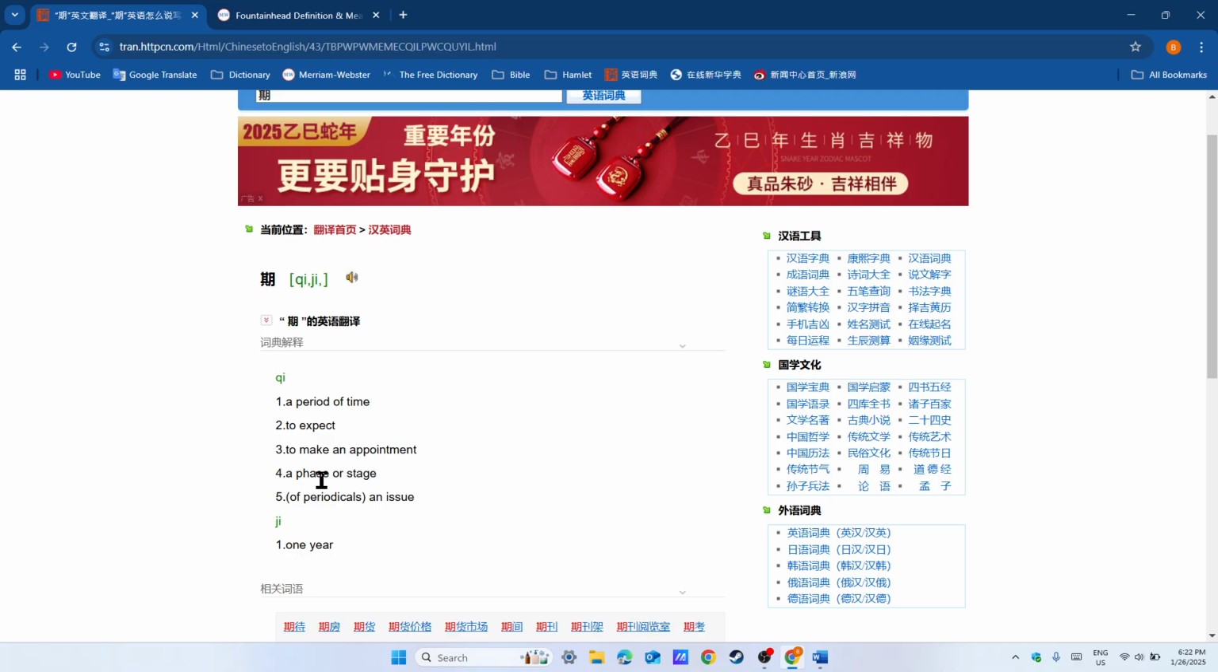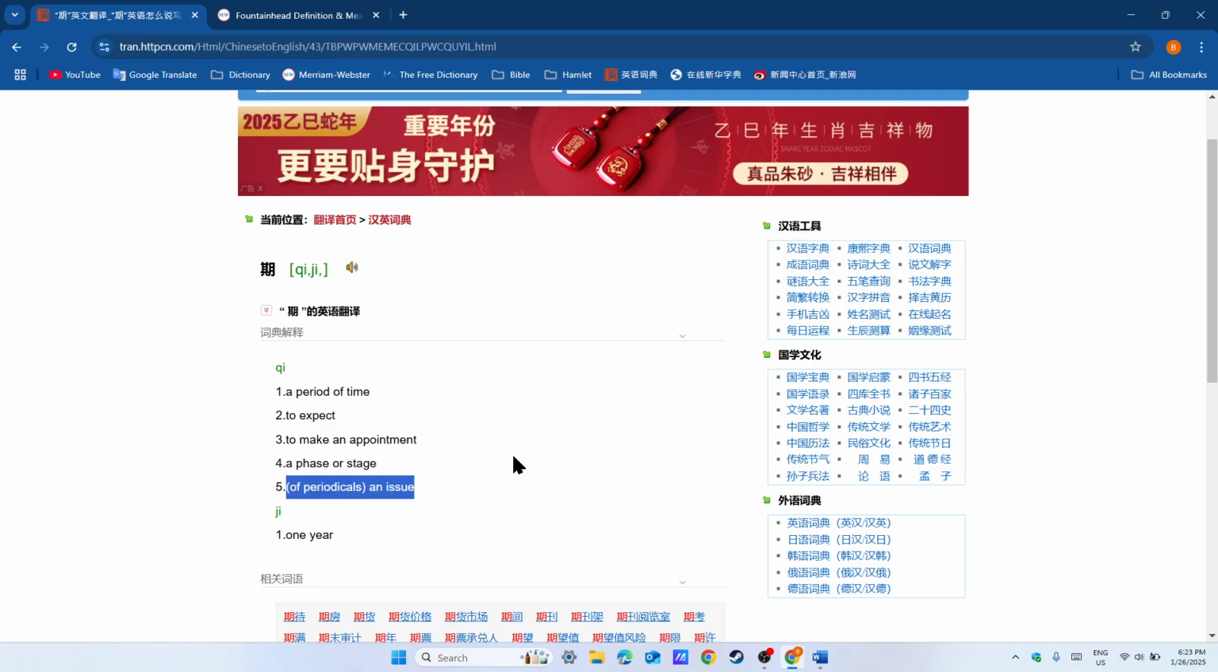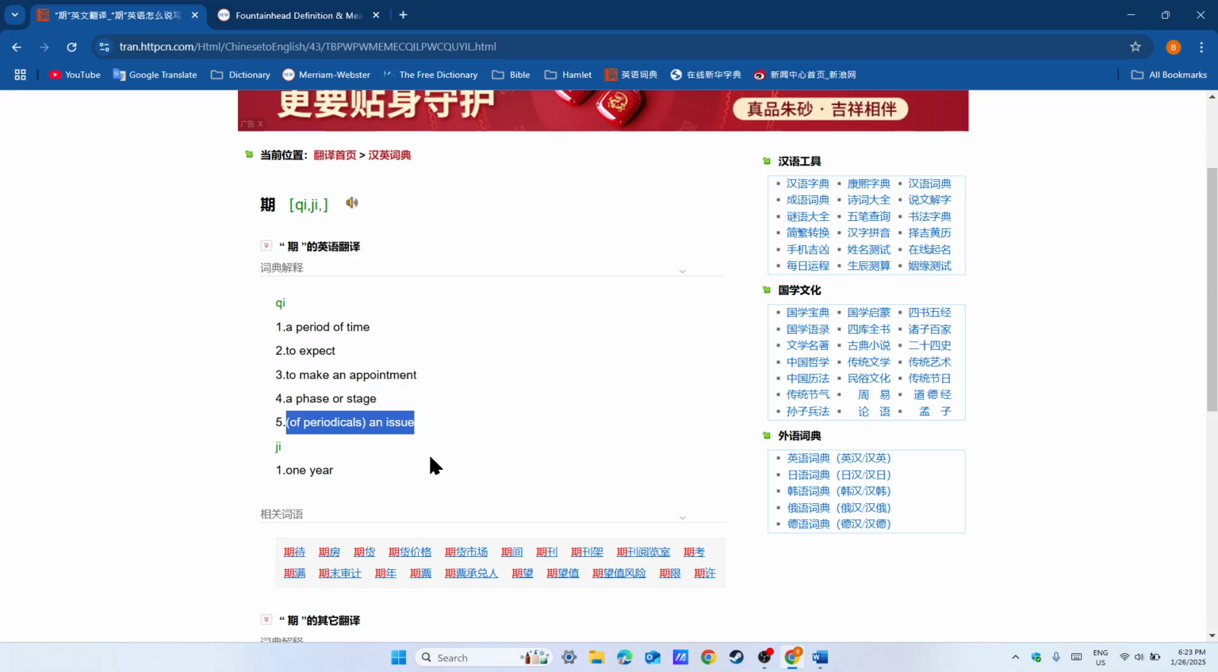We are not talking about this one, okay? A phrase or stage. This is correct. Periodical is an issue, okay, an issue, about a period. And about the reading G for 1 year, I don't think this is correct. It may be a mistake. This pronunciation, chi, is not correct. It's qi. Yeah, chi is not correct.